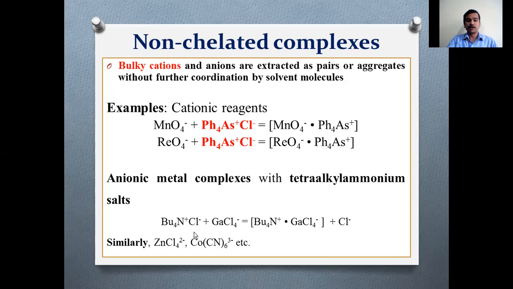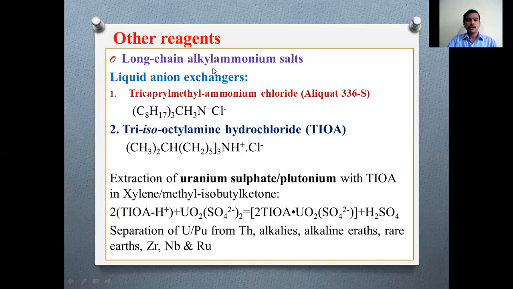Similarly, in place of tetrachlorogallium, you can take tetrachlorozinc, hexacyanocobalt, etc., and you can pursue the extraction. So what are the other reagents we will use apart from the tetraphenyl arsonium cation or tetrabutyl ammonium ions? Certain long chain alkyl ammonium salts are also used, mainly Aliquat 336S.